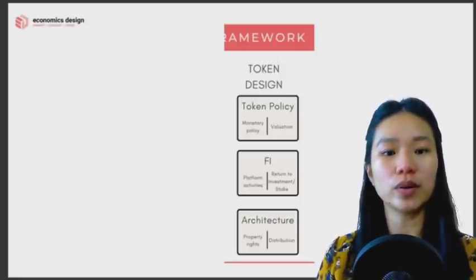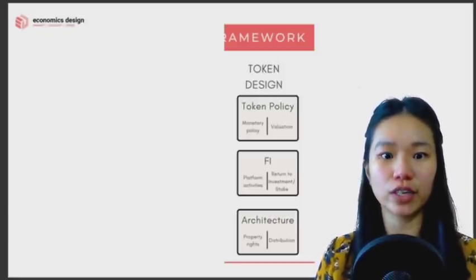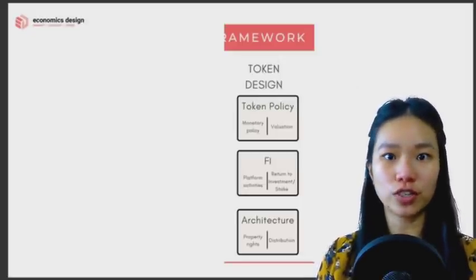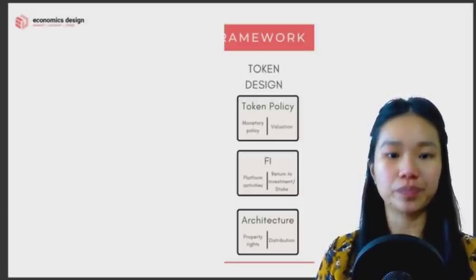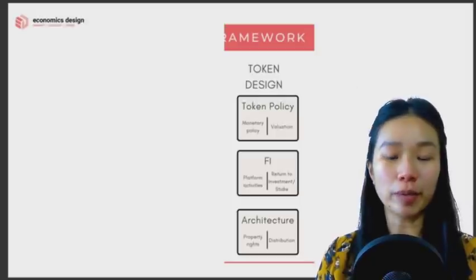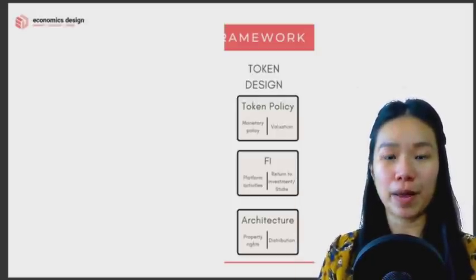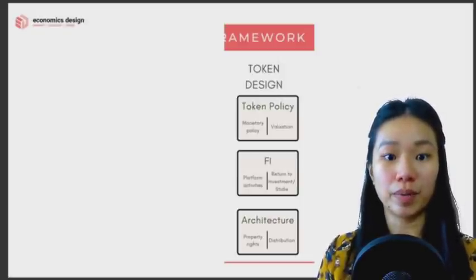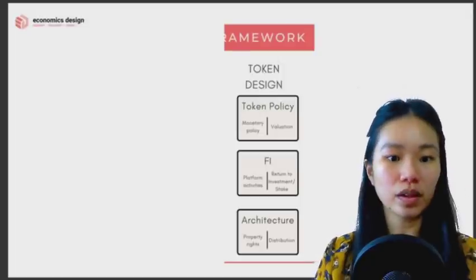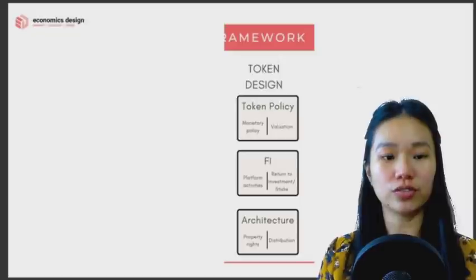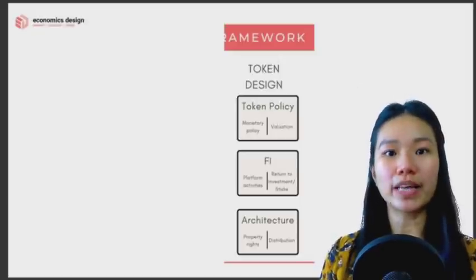We look at valuation as well. Internal valuation, not external valuation. We look at financial incentives, so platform activities, return to stake or return to investment, because there needs to be financial incentives in your system. And then architecture, so property rights or distribution. Once again, not everything is important, depending on the token design and your token business model, but this is just the framework. So the general token design for Ampleforth is that it's a rule-based policy.